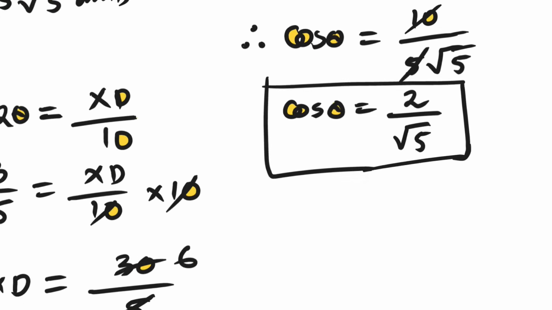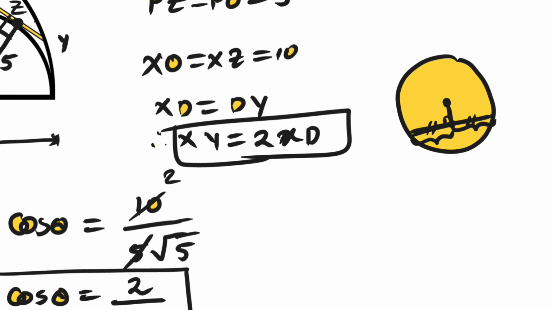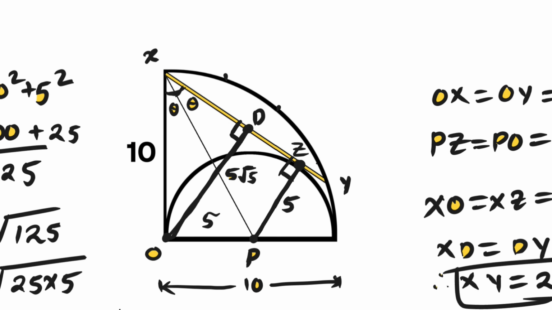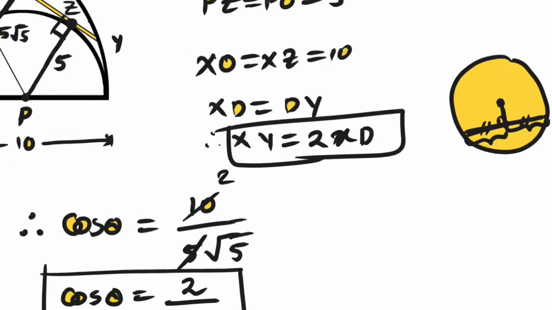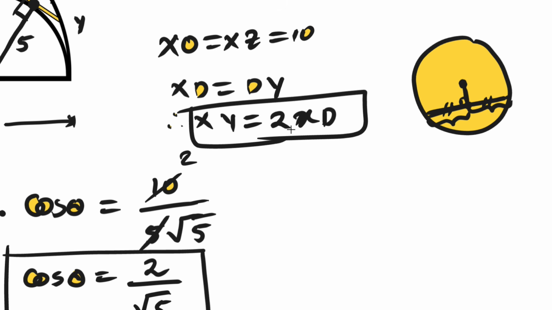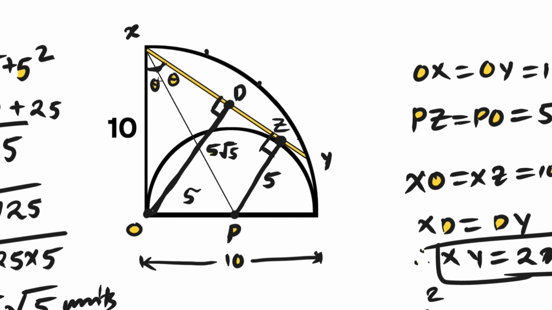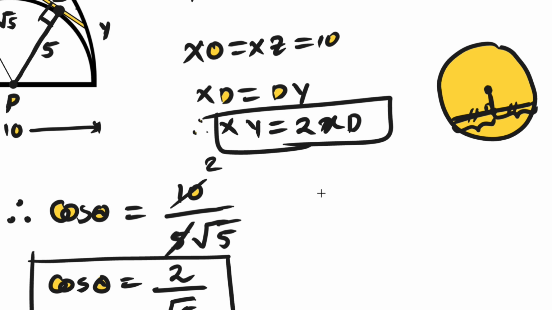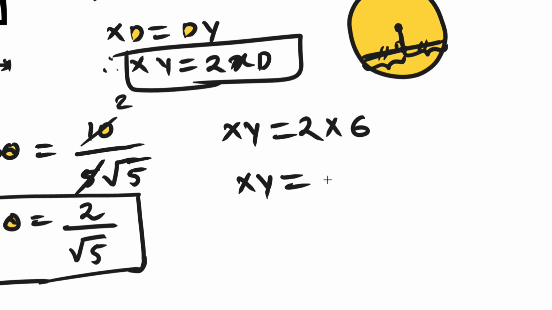Now we are almost finished. Remember the theorem we used earlier. The perpendicular from the center of a circle to a chord bisects that chord. So, XD equals DY, meaning the entire chord XY is twice XD. Therefore, XY equals 2 multiplied by 6. That gives us XY equals 12 units.